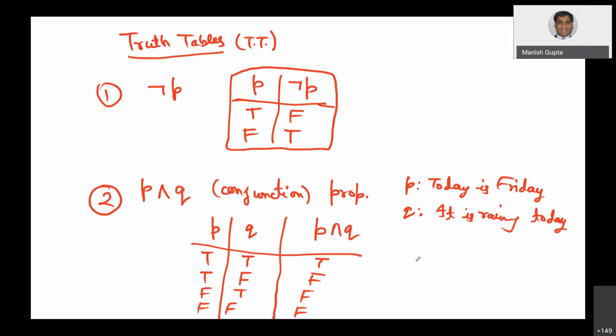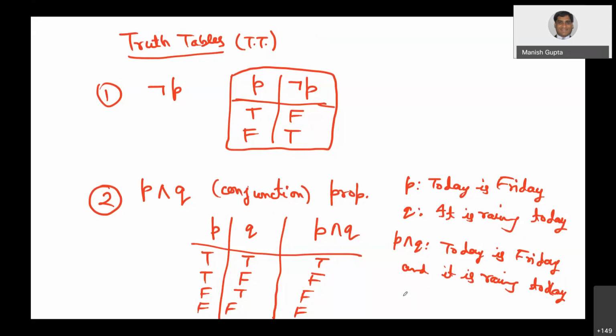So P conjunction Q will be: today is Friday and it is raining today. This conjunction is true on rainy Fridays, and it is false on any day that is not Friday. And on Fridays when it does not rain, it will be false. So this is conjunction.